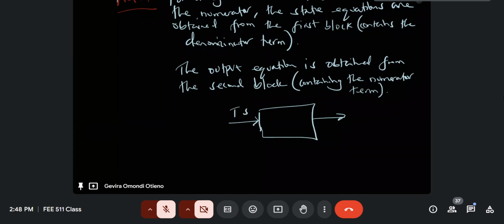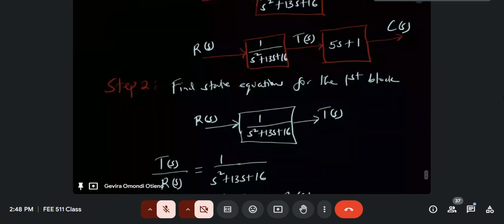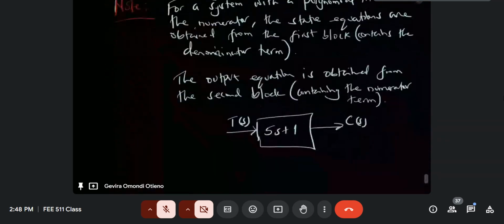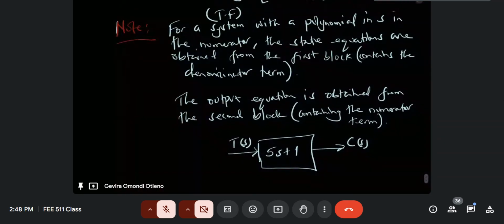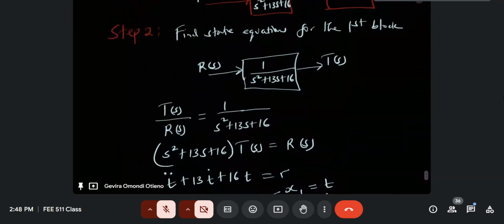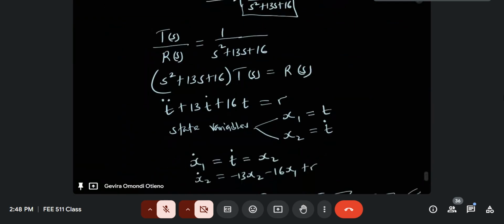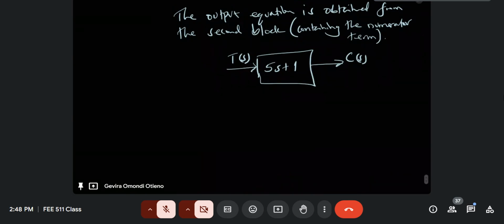This is T of S, and this is C of S, and you have 5S plus 1. Let me confirm. 5S plus 1, yeah. So this is where you obtain your output equation from, but this is where you obtain the state equations from. So let's obtain the output equation from this. It means we write the transfer function C of S over T of S equal to 5S plus 1.